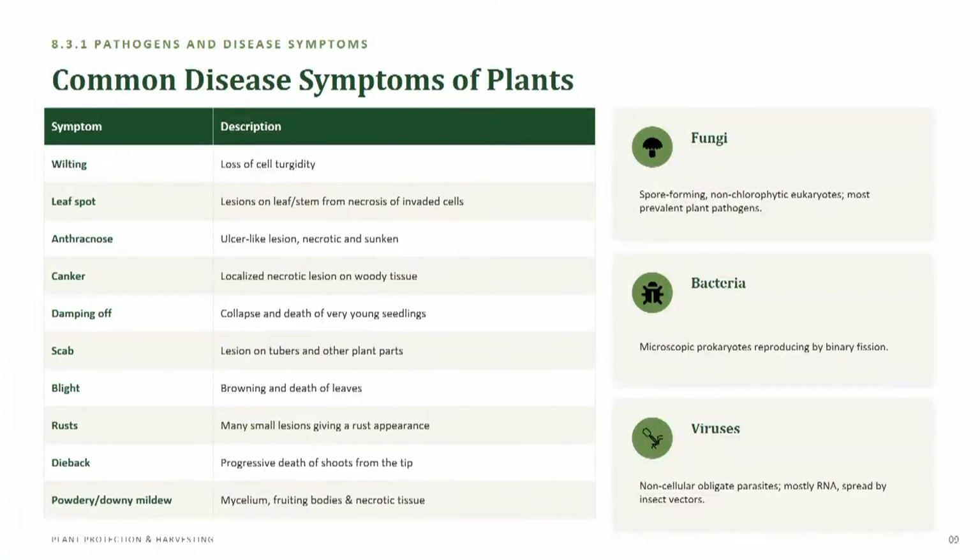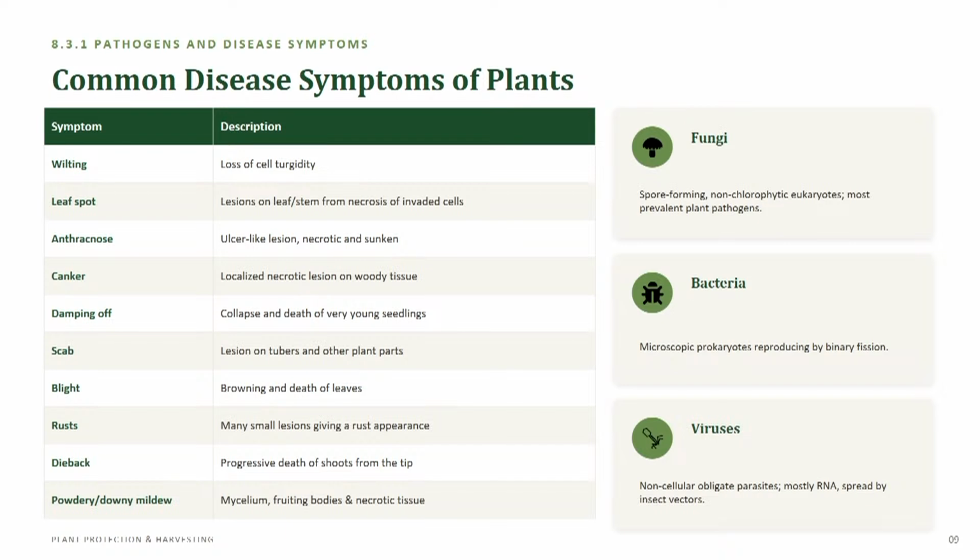Coming to anthracnose, there is an ulcer-like lesion, necrotic in nature, that forms on the plant leaf. Coming to canker, a localized necrotic lesion can be found on the woody tissue. In damping off, the collapse and death of very young seedlings happens. Now comes scab, where lesions are found on the tuber as well as other plant parts.